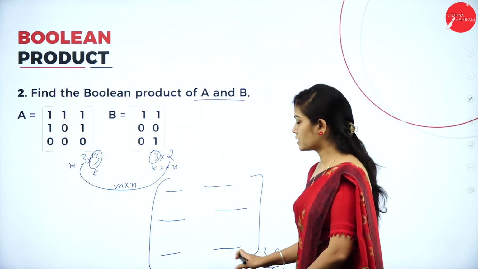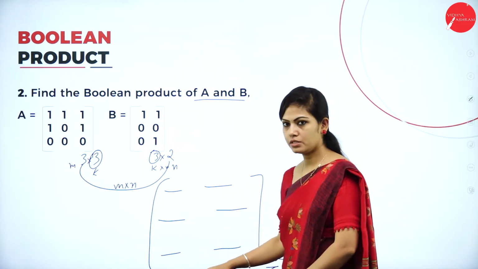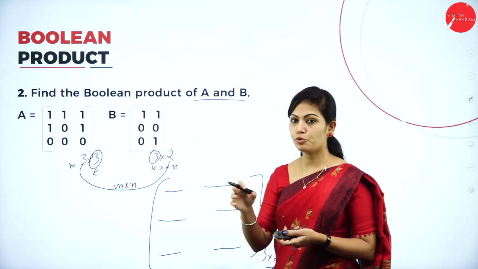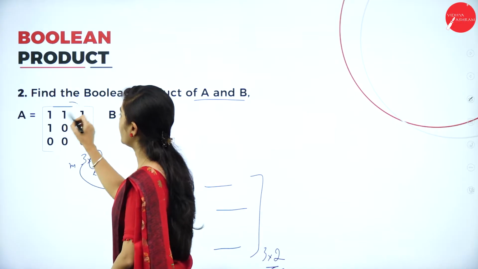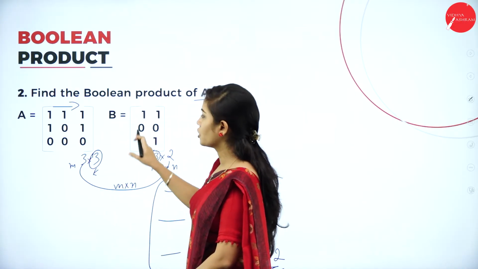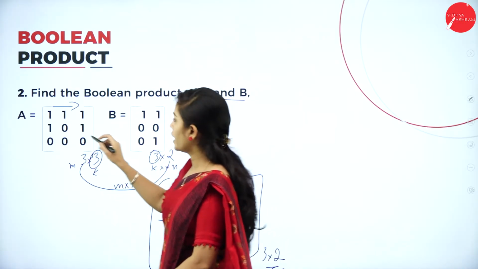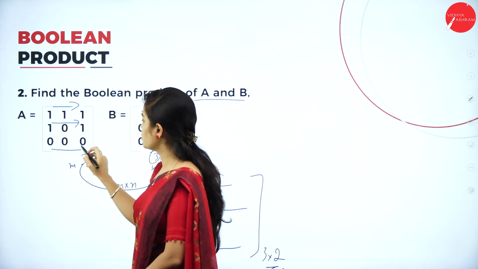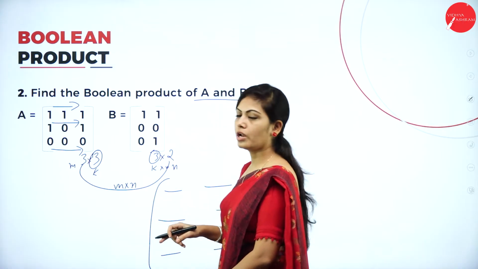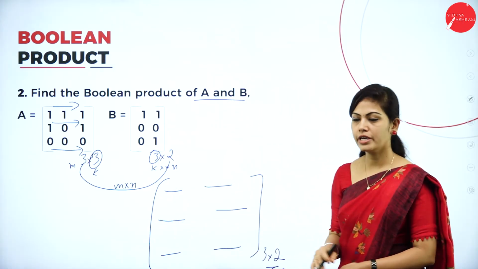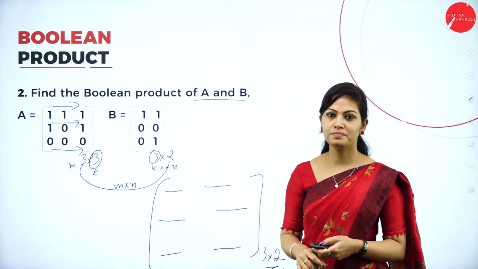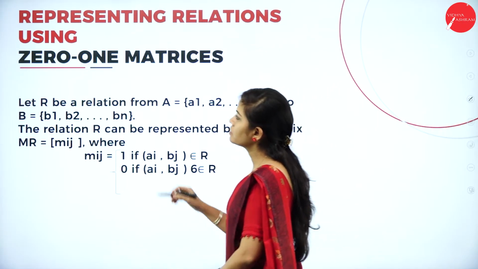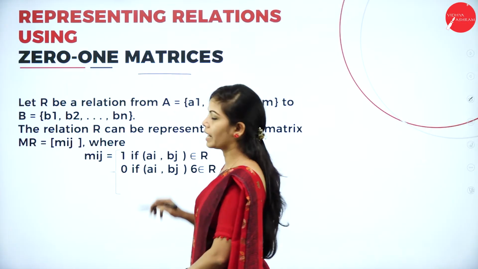So the m value is 3. That means rows are 3 and columns will be 2. Before, I have explained the Boolean products, right? All the row values should be multiplied with column values. You will get the Boolean product. Please practice this problem. And the next method is representing relations using 0-1 matrices.